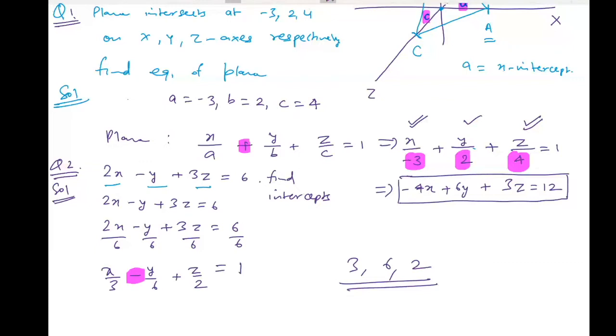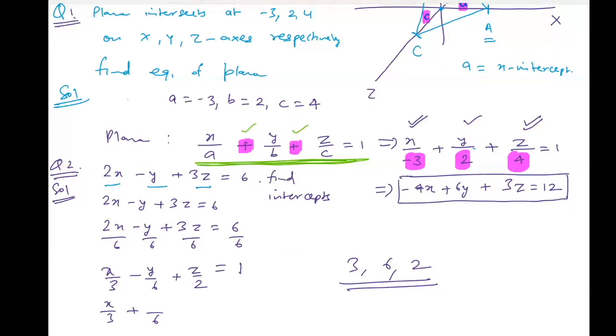This was the formula, and you can all see that we have plus in between the terms. Here it is minus, so you have to eliminate this minus sign and make it positive. I can write minus y over 6, but in the formula it should be y over the intercept, so we take the negative sign into the denominator: x by 3 plus y over minus 6 plus z by 2 is equal to 1.